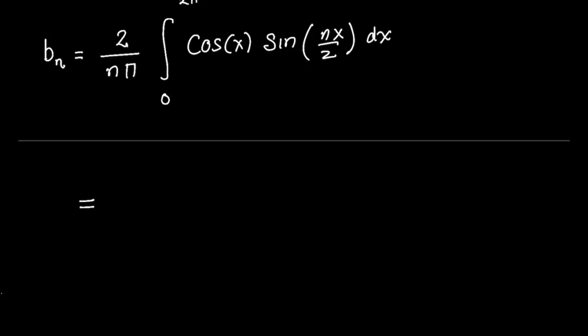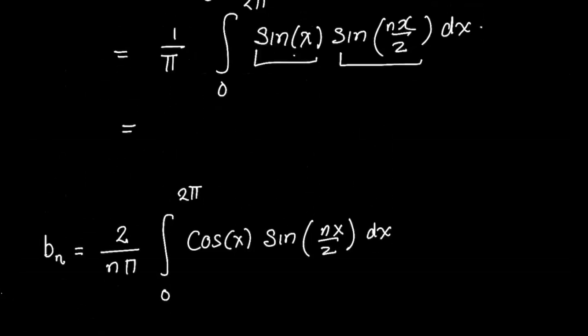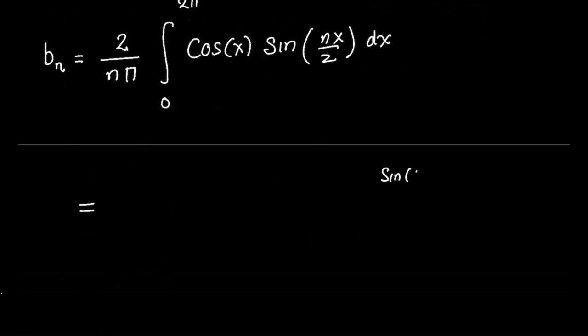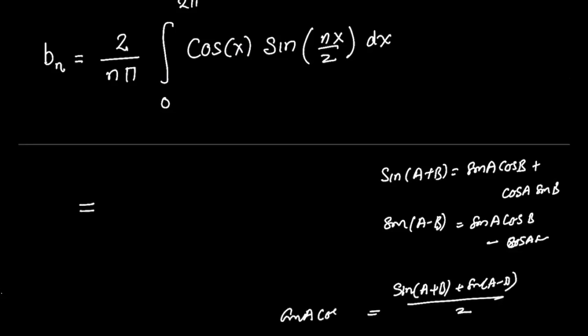So let me find that formula actually. If you really want to derive this integration, it's good sometimes to do the integration. So what is sine A plus B? Sine A plus B is sine A cosine B plus cosine A sine B, and then you have sine A minus B, which is sine A cosine B minus cosine A sine B. If you add them, you get sine A plus B plus sine A minus B, divided by 2. That's the formula for sine A cosine B.